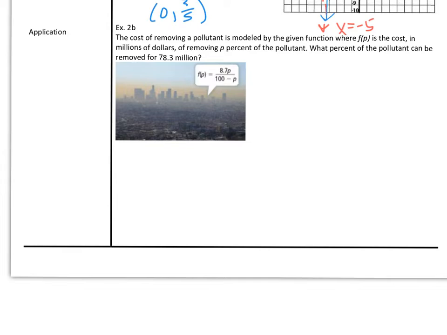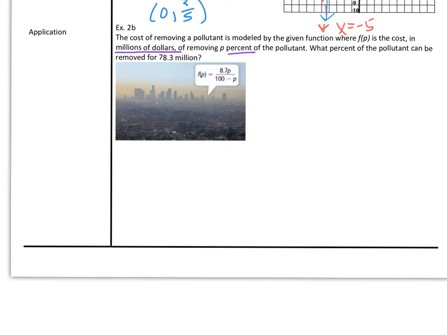Thankfully, our application question does not have a graph involved. It says the cost of removing a pollutant is modeled by the given function, where f of p is the cost in millions of dollars. Just wanted to underline it, millions of dollars. And p is the percent of whatever pollutant they're looking at. What percent of the pollutant can be removed for $78.3 million?